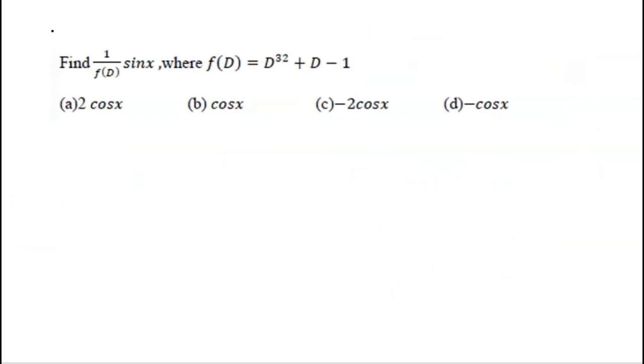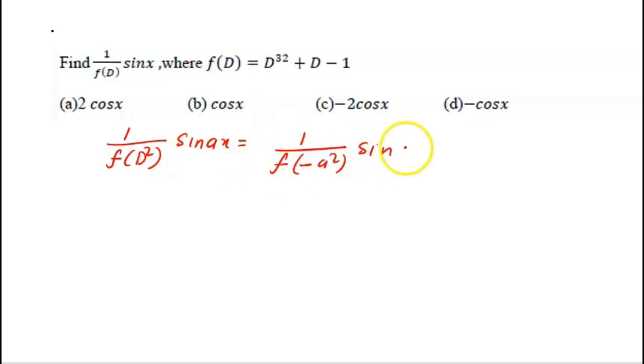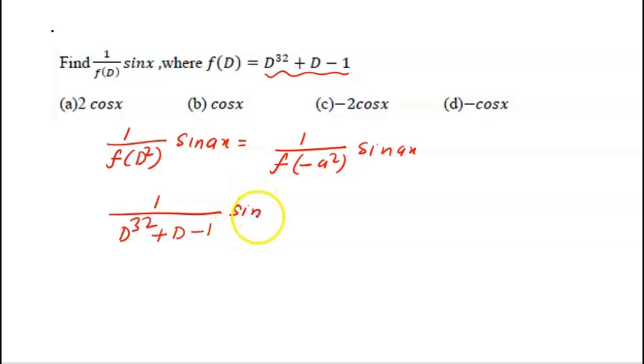Let us see another interesting question. Here also we have to use the formula 1 by f d square of sine ax. So in case of sine also we apply the same idea, that we replace d square by minus a square sine ax. So here the fd is d to the power 32 plus d minus 1, and then sine x. Okay, and the idea is that d to the power 32 can be seen as d square to the power 16 plus d minus 1 of sine x.